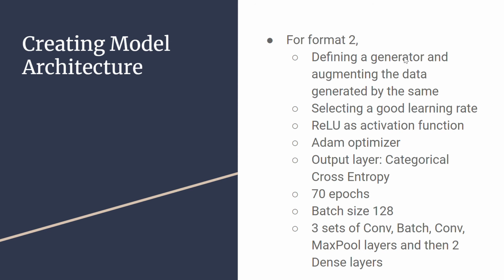Here I'm also using the Adam optimizer as it is one of the best in class, and the output layer again uses the categorical cross entropy loss function. Here I'm running 70 epochs with a batch size of 128, and the layers are as usual. There are a few convolutional layers, a few batch normalization layers, and max pool layers, and then in the end there are some fully connected dense layers.